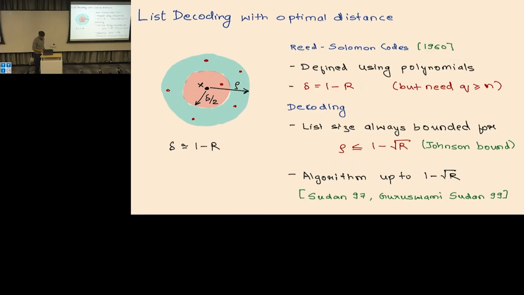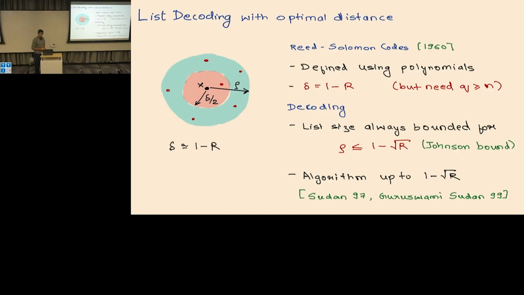And there's one bound which says that delta is always at most 1 minus R. This is called the singleton bound. And this is true when the alphabet size is at least somewhat large, and we'll come back to how large.